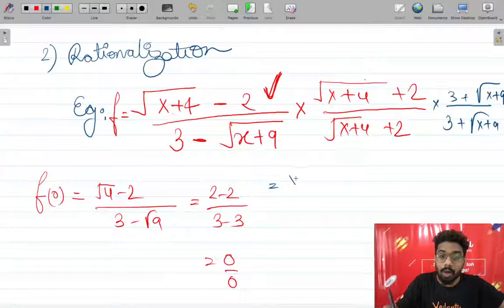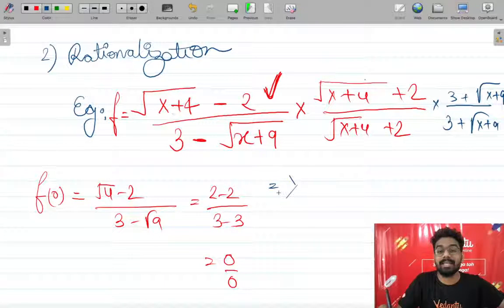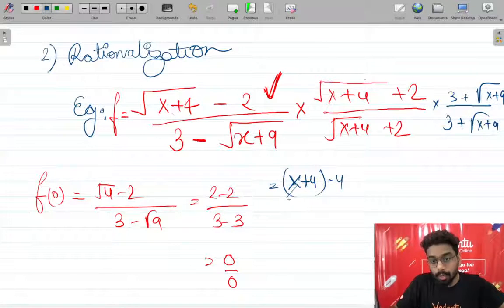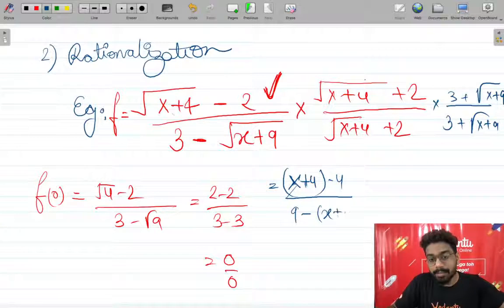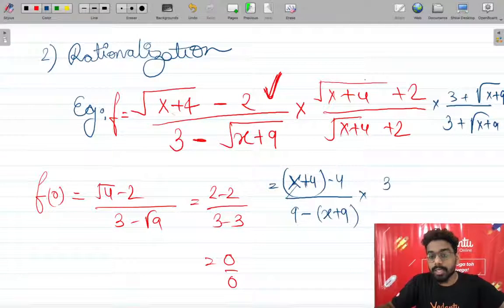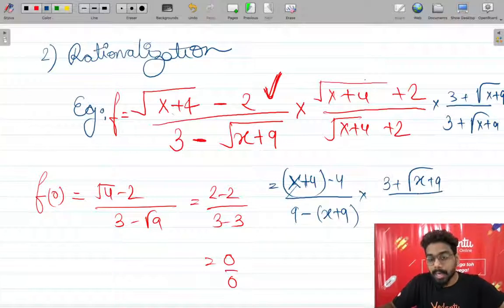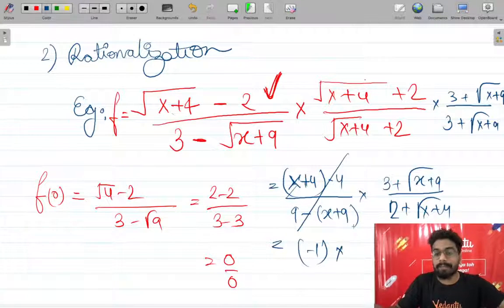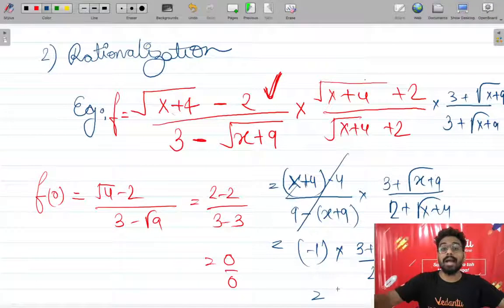And in the denominator, 3 minus root x plus 9 into 3 plus root x plus 9 will become 9 minus of x plus 9. So this is x plus 4 minus 4 upon 9 minus of x plus 9, and it will be 3 plus root x plus 9 upon 2 plus root x plus 4. Over here this will cancel as minus 1, and when you put x equal to 0, this will be 3 plus 3 upon 2 plus 2. Answer is minus 3 by 2.